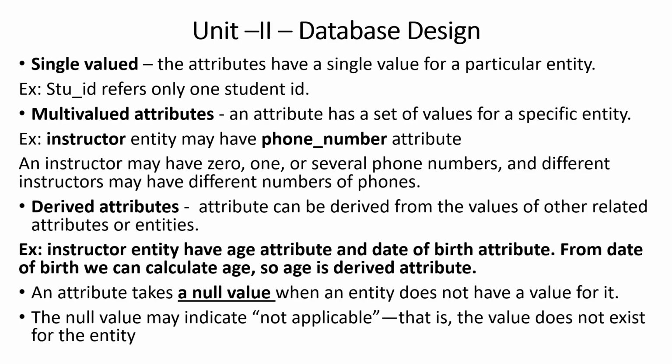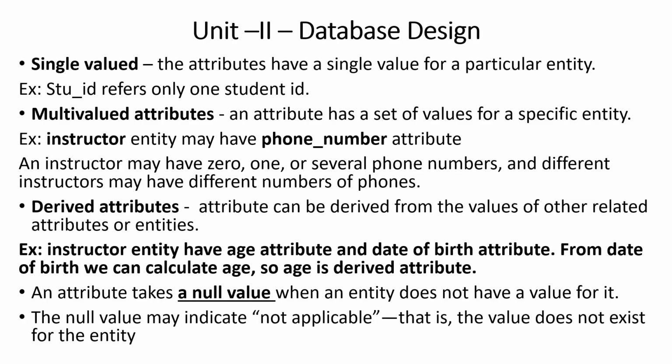Single valued attributes have a single value for a particular entity. For example, consider a student id. It refers to only one student id, so it is called a single valued attribute. A multi-valued attribute is an attribute that has a set of values for a specific entity. Consider an instructor entity. It may have phone numbers, likewise.